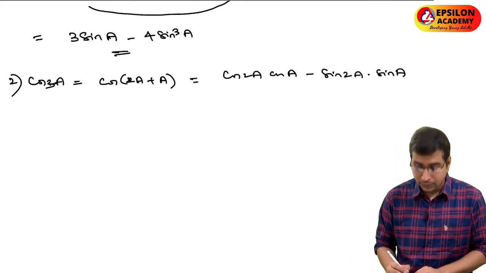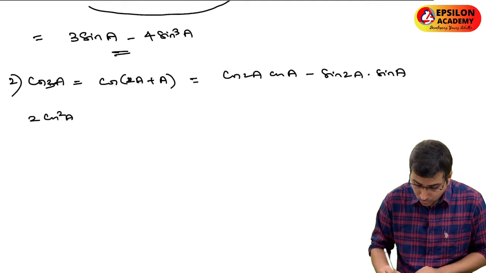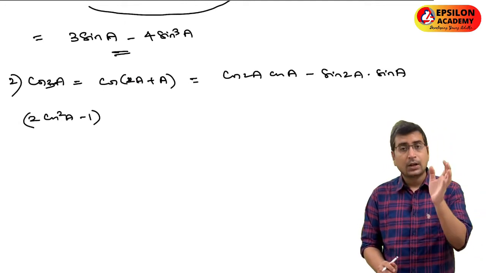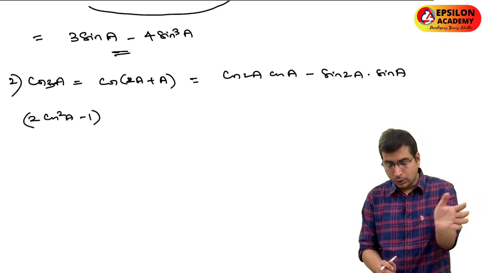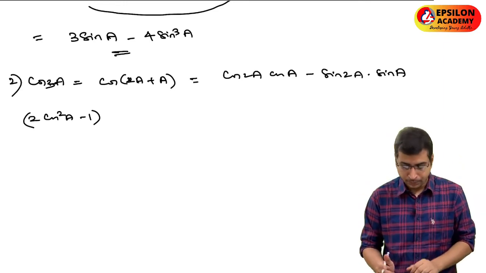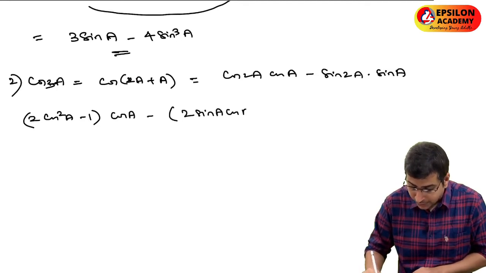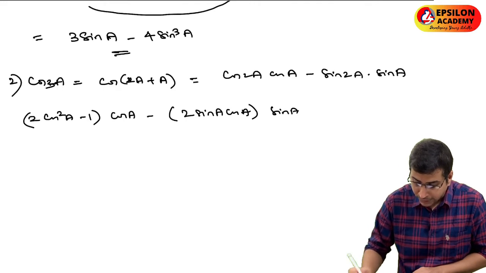So cos 2a is going to give us 2 cos square a minus 1. The reason why I wrote it as 2 cos square a minus 1 is because I want the whole expression to be in terms of cos. So 2 cos square a minus 1 into cos a, minus sine 2a, the only formula is again 2 sine a into cos a, into you have a sine a outside.